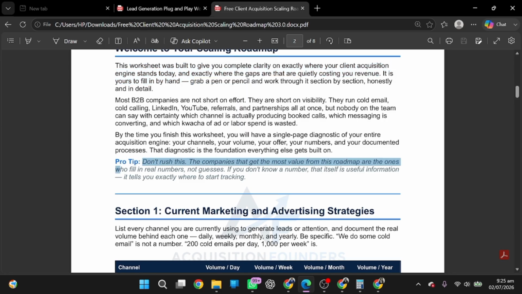Here's a pro tip: don't rush this, right? The companies that get the best and most value from this roadmap are the ones that fill in the real numbers, not guesses. Don't guess numbers, fill in the exact real numbers. If you don't know a number, that itself is useful information. It tells you exactly where to start tracking, right?